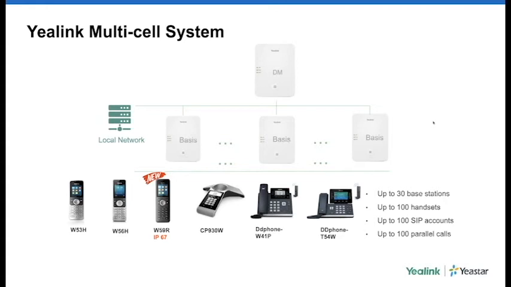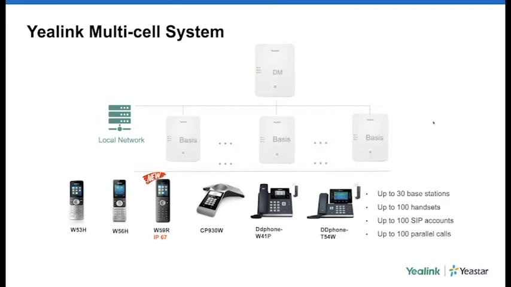And what we have below are the base stations, and their sole purpose would be to just transfer media traffic amongst one another. And just to summarize the number of handsets on offer, we are ranging from the W53H up into the CP930 conference phone. And of course, you've got the optional desk phones, should you wish to use that as opposed to using a W53 or a W56H, for example.